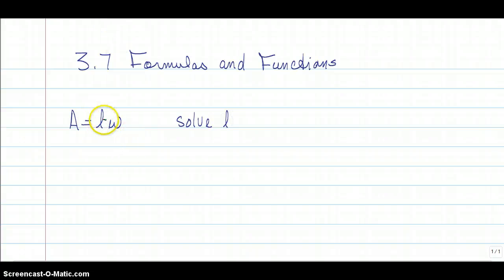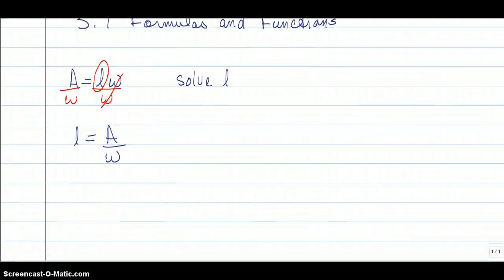So I'm going to circle what I want to get by itself, because with all these variables it's going to be easy for me to forget. Well, L is attached to W, so I need to move W away. I'm going to divide both sides by W. So when I finish, I have L is equal to A divided by W.